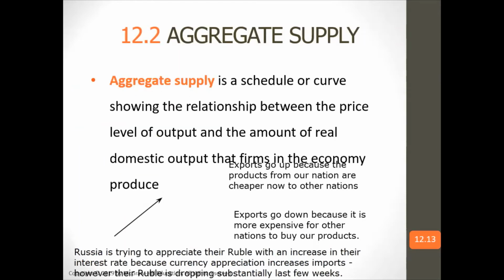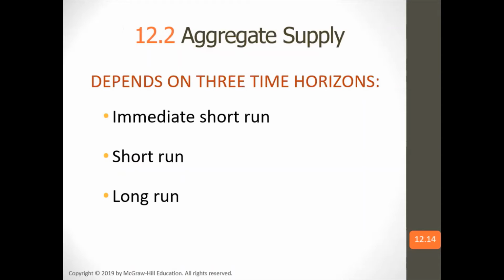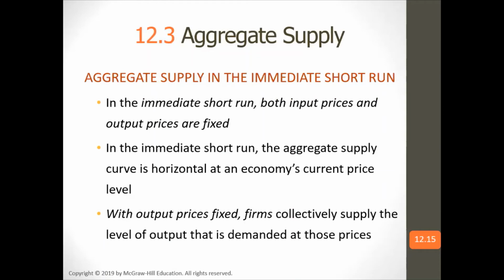So then aggregate supply is a schedule or curve showing the relationship between the price level of output and the amount of real domestic output that the firms in the economy produce. It depends on three time horizons: immediate short run, short run, and long run.